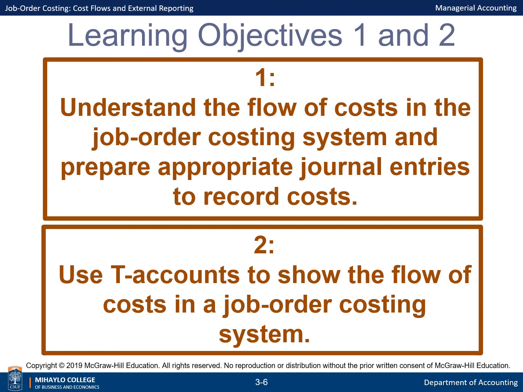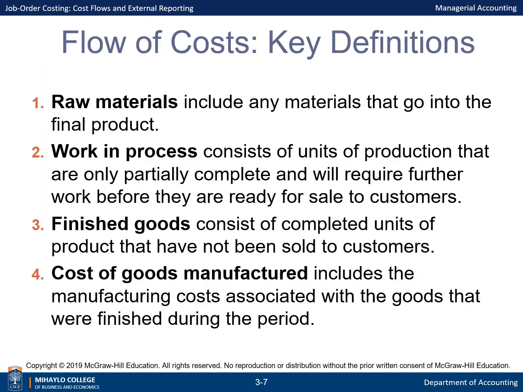Learning Objective 2 is to use T accounts to show the flow of costs in a job order costing system. Key definitions regarding the flow of costs. 1. Raw materials include any materials that go into the final product. 2. Work in process consists of units of production that are only partially complete and will require further work before they are ready for sale to customers. 3. Finished goods consist of completed units of product that have not been sold to customers. 4. Cost of goods manufactured include the manufacturing costs associated with the goods that were finished during the period.